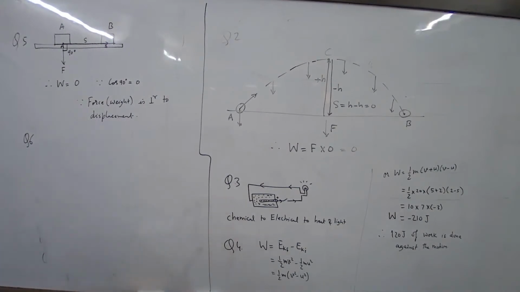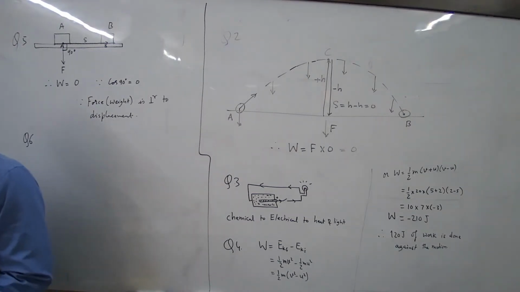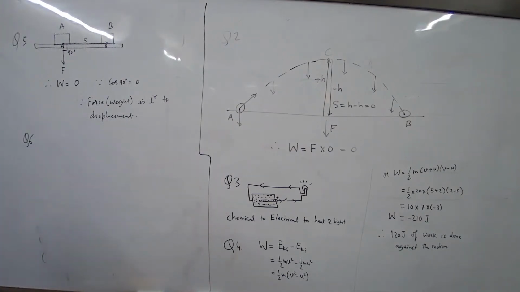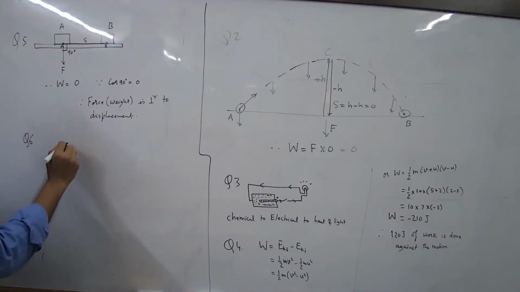Next. State the various energy transformations that occur when you are riding a bicycle. Sir, the muscular energy of the person riding the bicycle gets converted into mechanical energy. Mechanical energy of? Mechanical energy of the bicycle. Yes, of the bicycle.